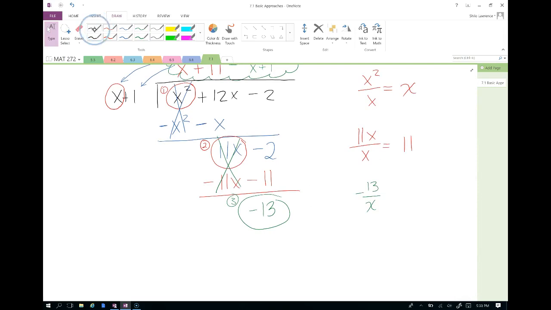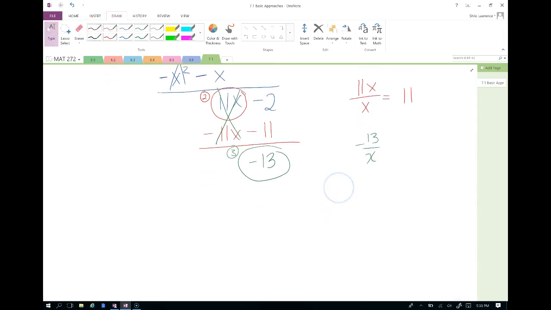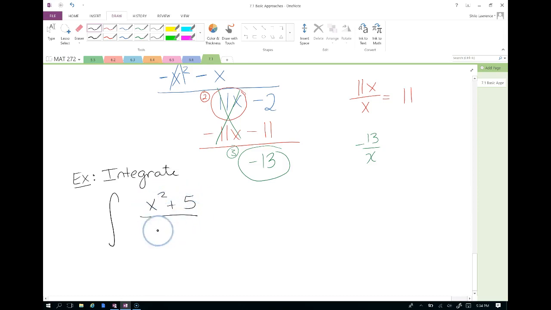So now let's look at a quick integration problem. So if we were asked to integrate, and this one's going to be very similar, we can get some more practice with that long division. Let's try to integrate x squared plus 5 over x minus 2.